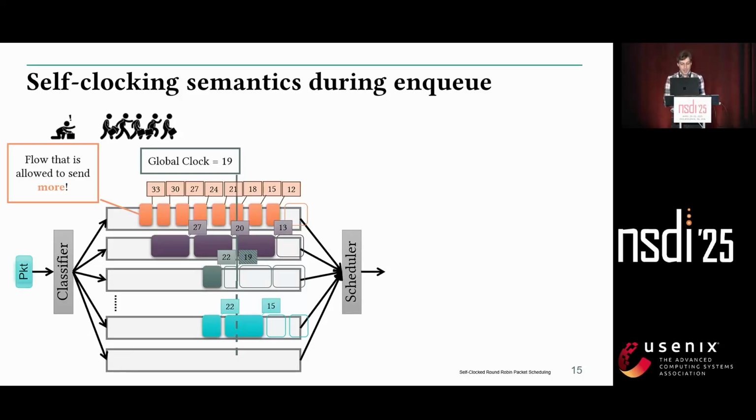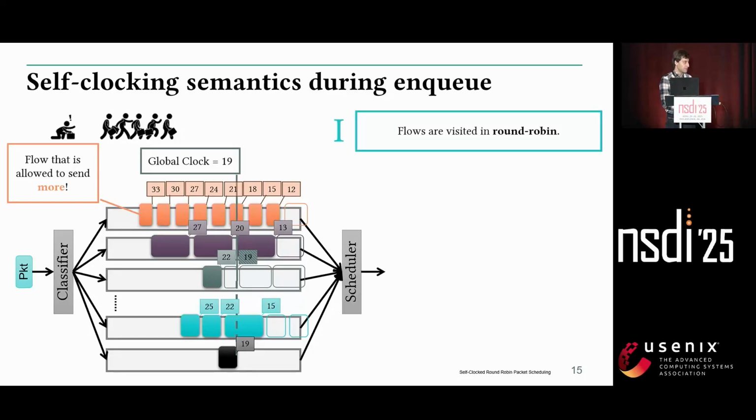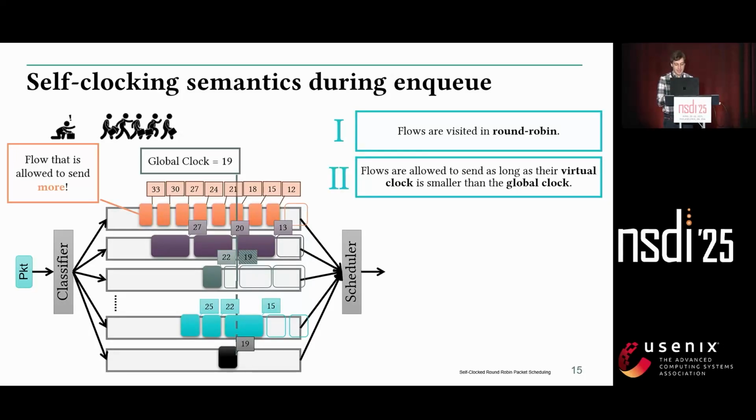How? When a new packet arrives at a non-empty subqueue, its virtual time is set to the virtual time of the tail packet in the queue plus its size. For example, the virtual time of the tail packet is 22, and assume that the size of the packet is 3 units, so we assign 25 to this incoming packet. If the new packet belongs to an inactive flow, its virtual time will be the scheduler's global clock, which is 19 in this case. Now, the scheduler visits each queue in round robin and allows each flow to send until the virtual time of its head packet exceeds the global clock.